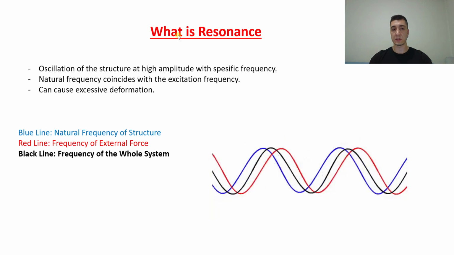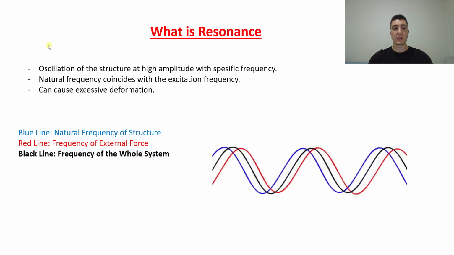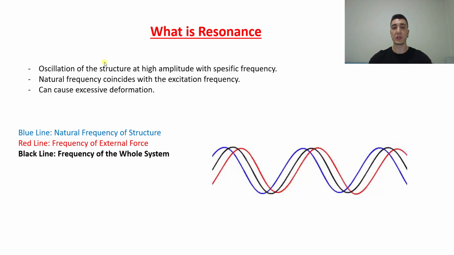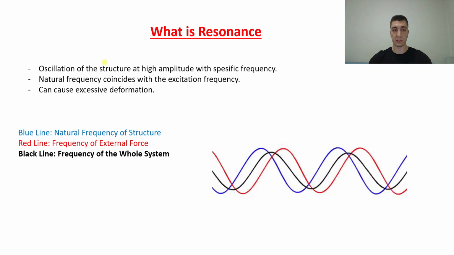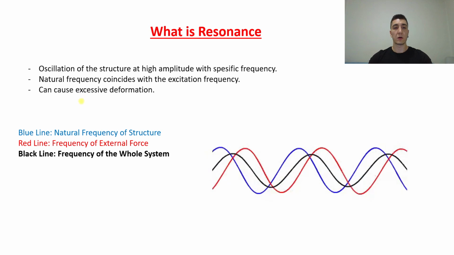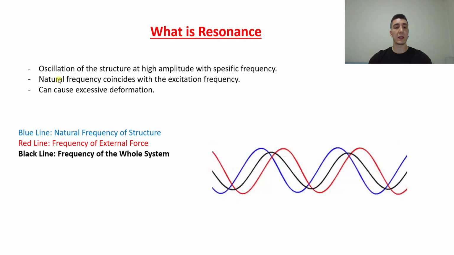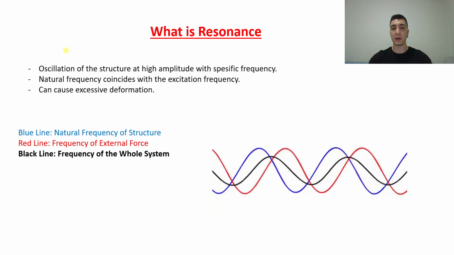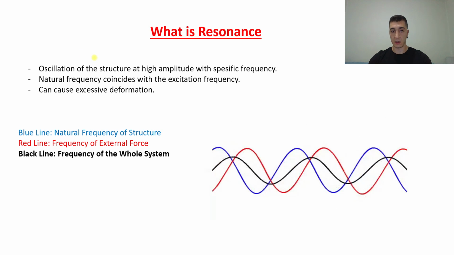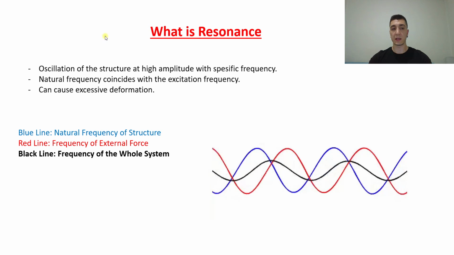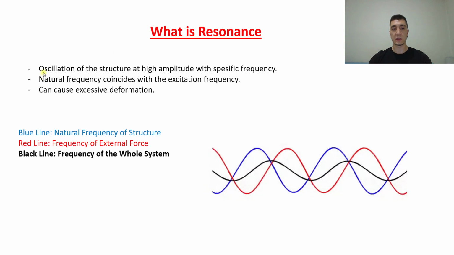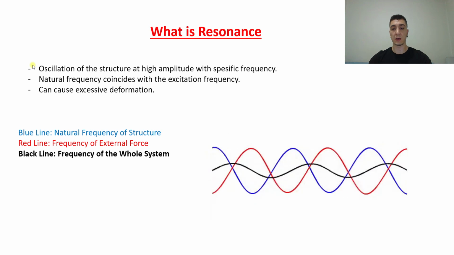So what is resonance? It is basically the oscillation of the structure at high amplitude at a specific frequency, when the natural frequency coincides with the excitation frequency. This resonance can cause excessive deformation. So what do these two definitions mean?